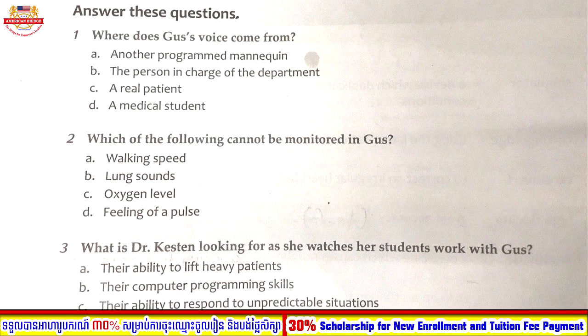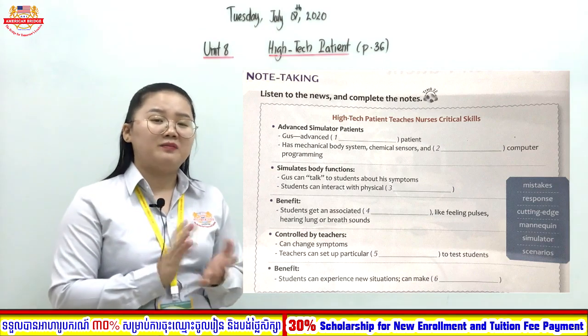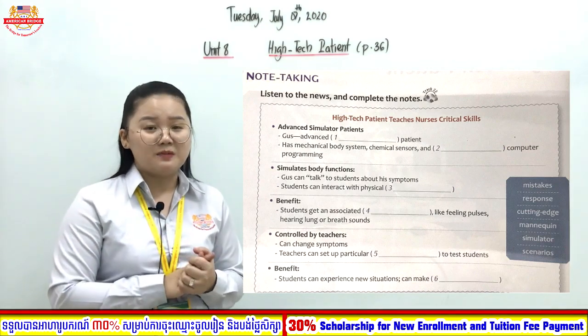What is Dr. Kesson looking for as she watches her students work with Gus? So A. The ability to lift heavy patients, B. their computer programming skills, C. the ability to respond to unpredictable situations, D. the ability to speak. So the correct answer is letter C, the ability to respond to unpredictable situations. Alright, so everyone, have you got the same answer as mine?